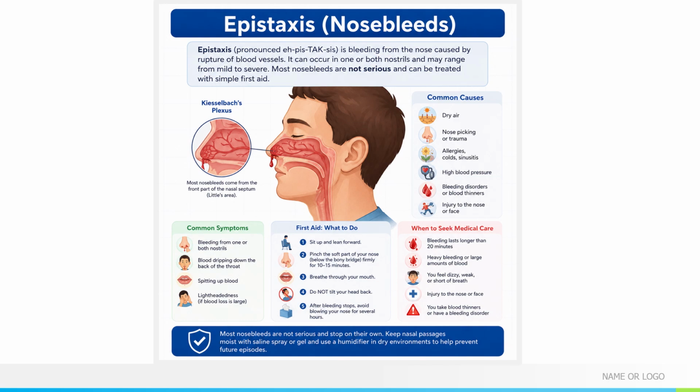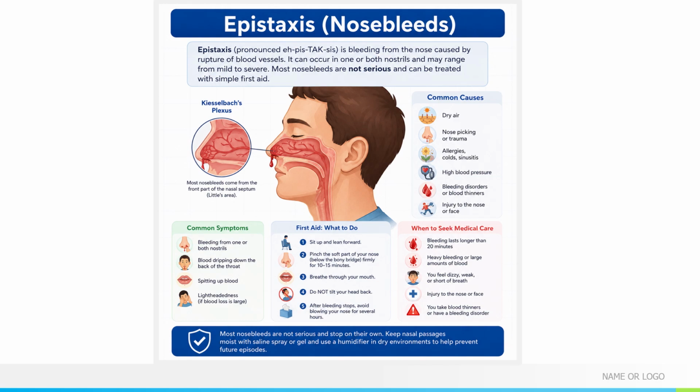And less commonly, bleeding originates from the posterior nasal cavity, where larger arteries supply the nose. Posterior nosebleeds are generally more severe, and they occur more often in older adults. These are more difficult to control because the bleeding tends to drain into the throat rather than out of the nostrils.